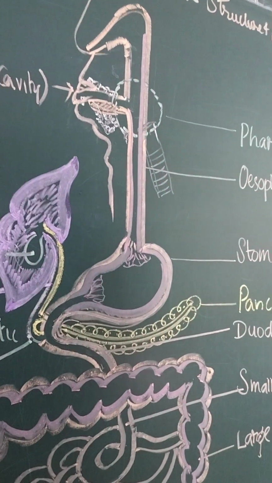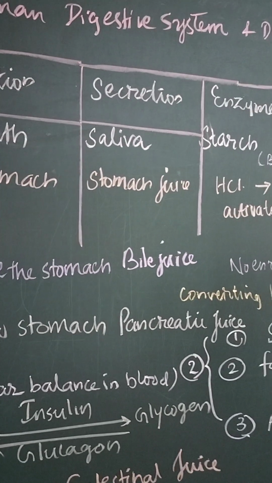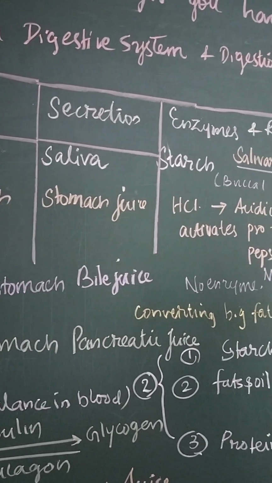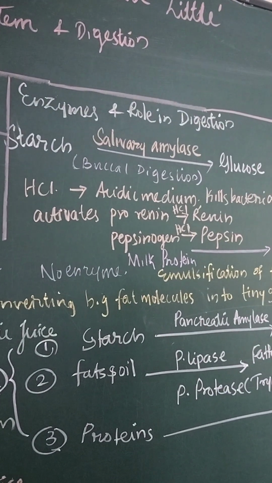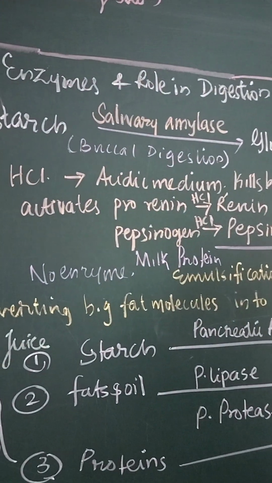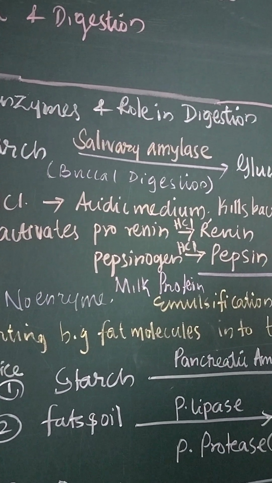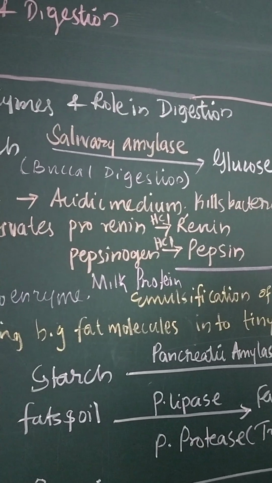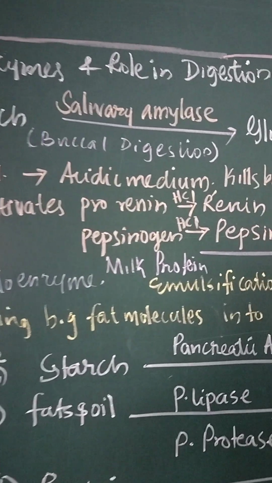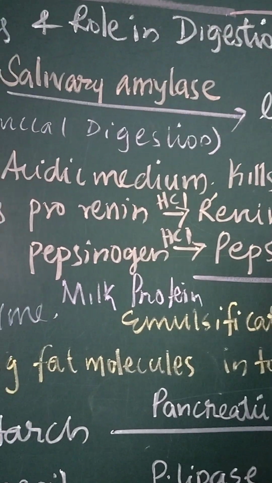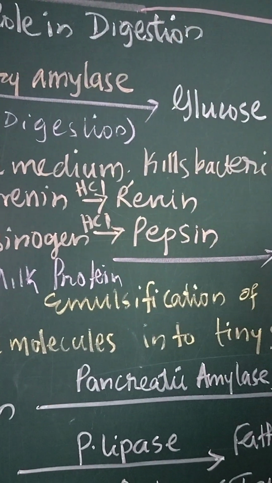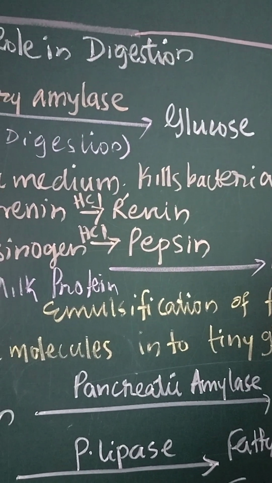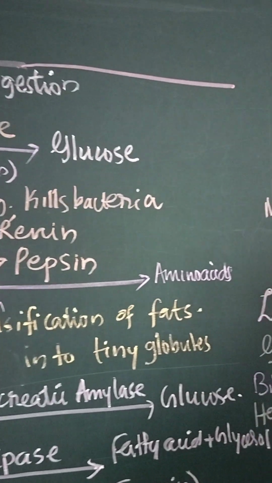On reaching the stomach, the gastric glands secrete gastric juice, which contains hydrochloric acid, mucus, and renin and pepsin, the protein digesting enzymes. The role of HCl is to provide an acidic medium and kill the bacteria. It also activates the inactive forms of renin and pepsin, that is prorenin into renin and pepsinogen into pepsin. These protein digesting enzymes are specialized in digesting milk protein into amino acids.